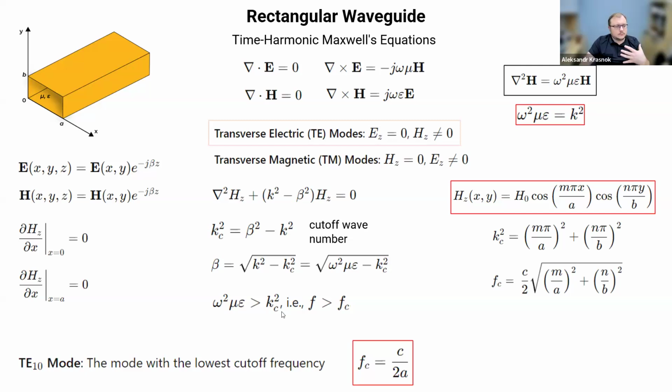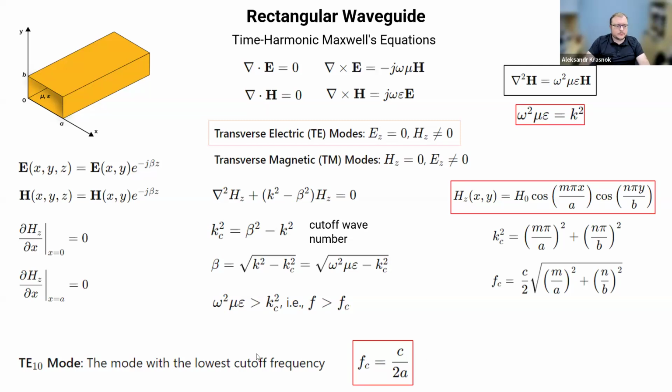A very important result is the fact that the very first mode of a rectangular waveguide is the TE10 mode. So m is equal to 1, n is equal to 0. In this case, if you substitute m and n in this formula, you will get c over 2a. So this is the lowest cutoff frequency. Below this frequency, there are no traveling modes.